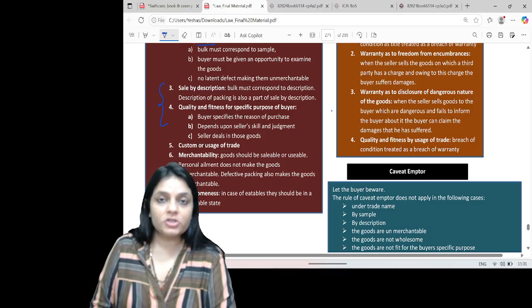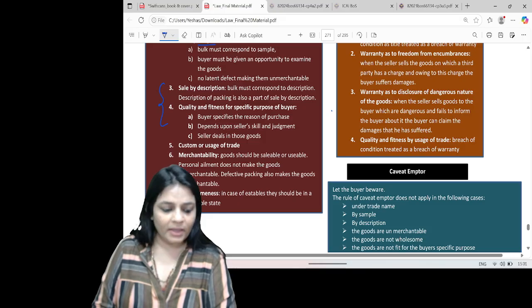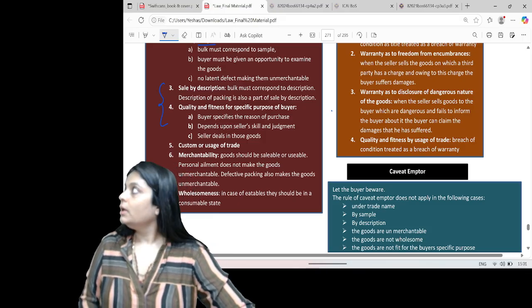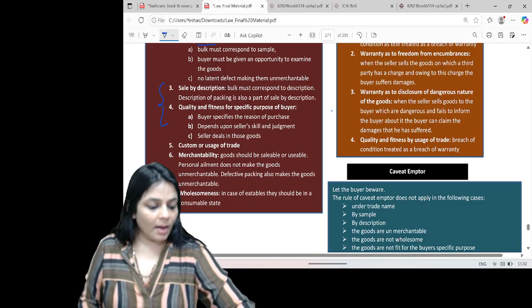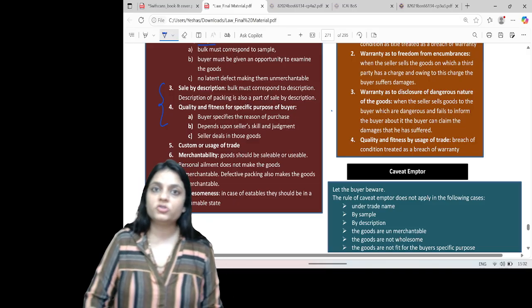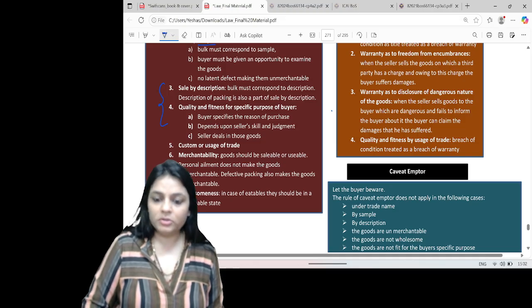The next one, condition as to wholesomeness. This is an extension of merchantability. In case of food or provisions, apart from being merchantable, they should be wholesome. That is, they should be in a consumable state. If the goods are not in a consumable state, you can return the goods back.